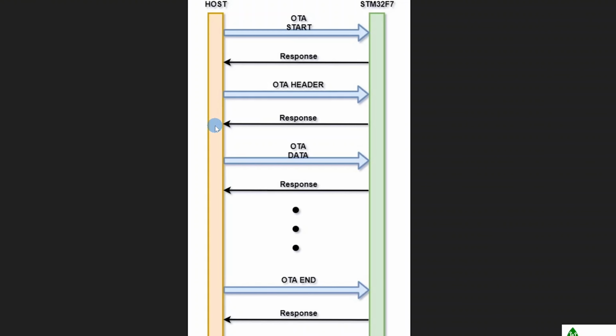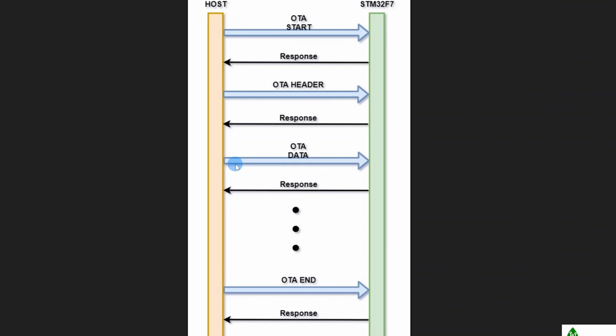Then the host divides the full OTA package into multiple small chunks and transmits them to the STM32. Let's say the firmware size is 10 KB and the chunk size is 1 KB. Then it makes 10 chunks and transmits them one by one.